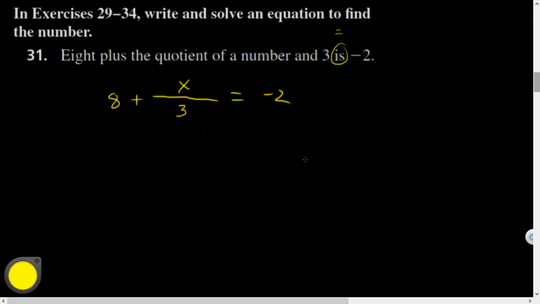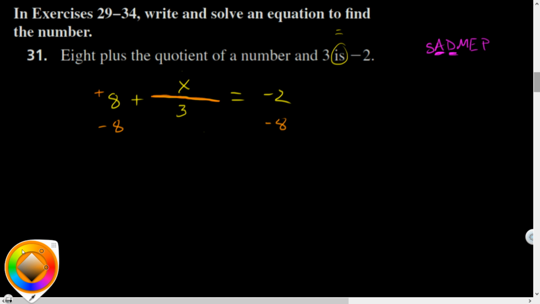Now, this one's tricky. How do I solve that? I've got a positive 8 here and a division. Which one should I get rid of first? When I SAD MAP, what do we do? I'm going to deal with the positive 8 and then the division. Okay? How do I move a plus 8 to the other side? Minus. That's right.